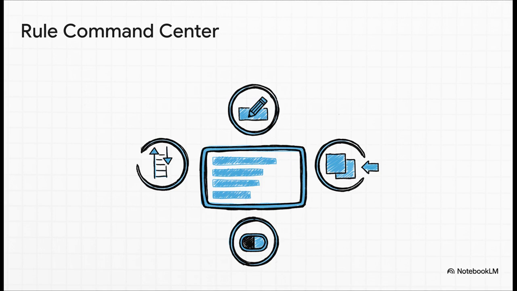And finally, this isn't something you just set once and forget about forever. This is a system you control from your Rule Command Center, which is just the main rules list. From here, you're in complete control. You can drag and drop to change the priority of your rules. You can edit them when your business changes, copy them to make new ones super fast, and of course, turn them off or delete them anytime. You are always in command.